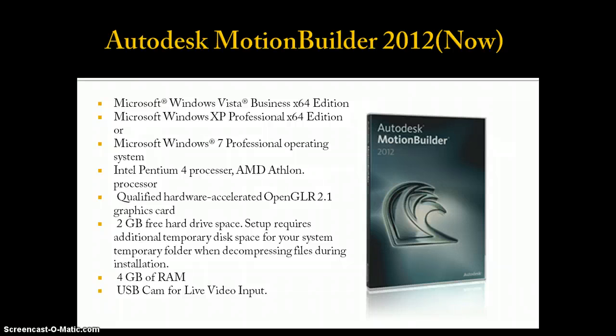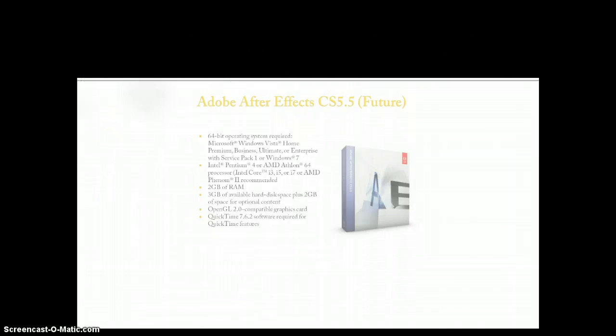You need a qualified hardware accelerated OpenGL 2.1 graphics card. You also need 2 gigabytes of free hard drive space. Setup requires additional temporary disk space for your system and a temporary folder when decompressing files during installation. You also need 4 gigabytes of RAM and a USB cam for live video input. And I want this software now.